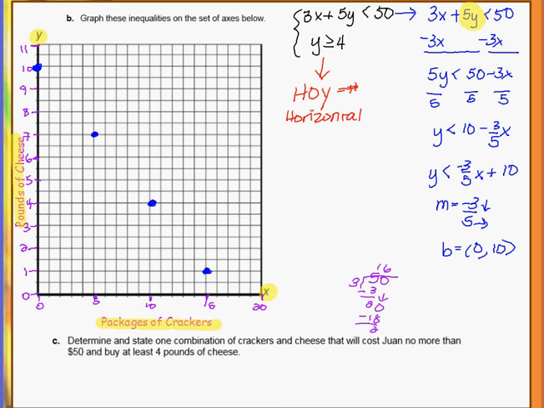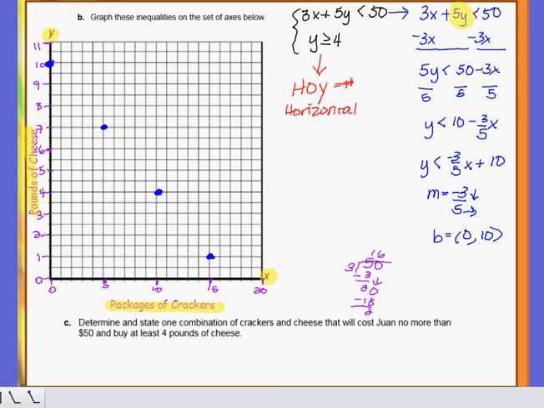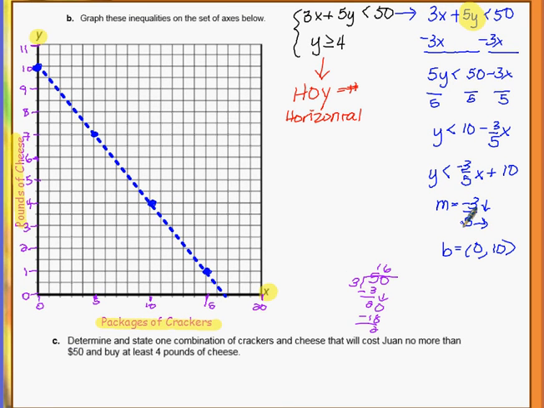Now, before I can connect the points, I realize that this must be a dotted line. Juan said that he wanted to spend less than the $50. He didn't want to spend every single cent that he had. So if I connect this with a straight line tool or a straight edge, I see that it does intersect somewhere between 16 and 17 packages, like we expected. Now we must shade. We want to spend less than this amount. So we're going to shade downward, which is going to be this triangle here.